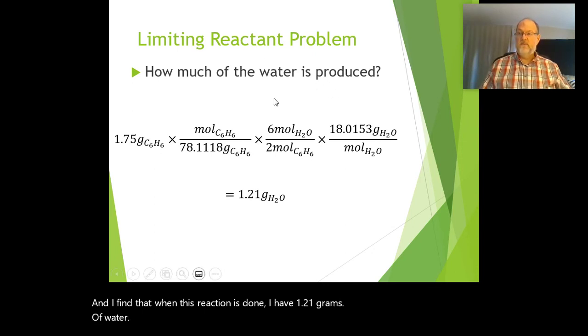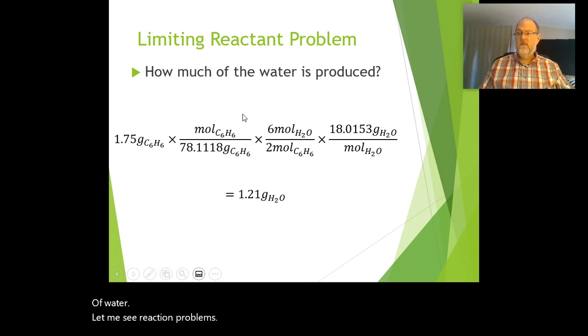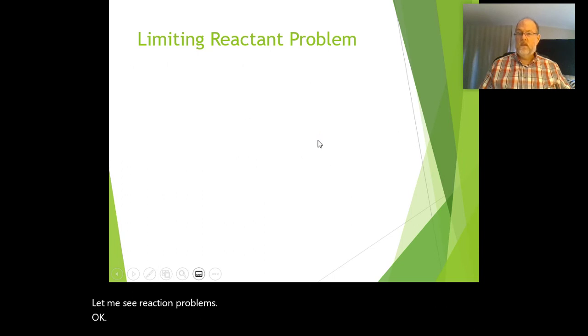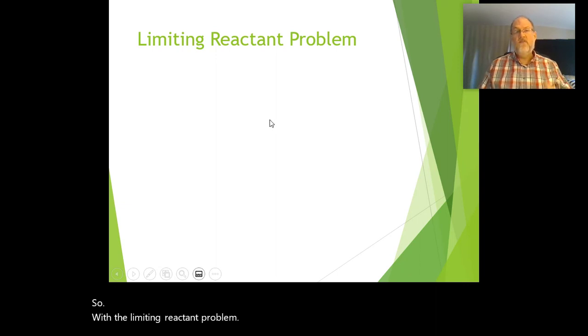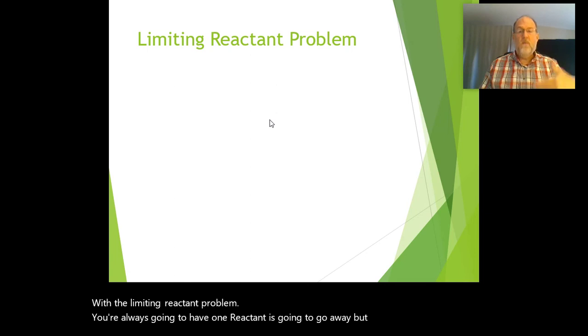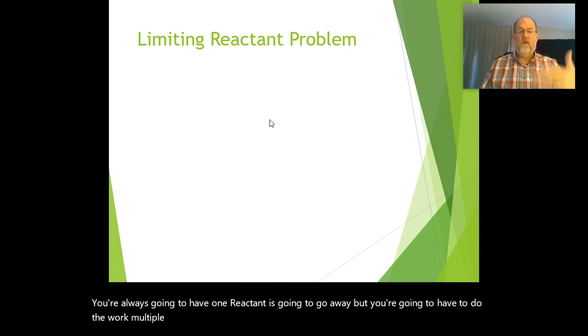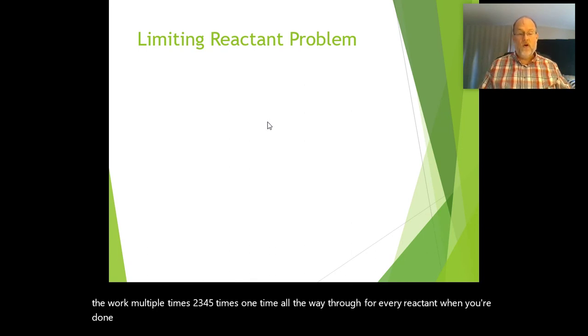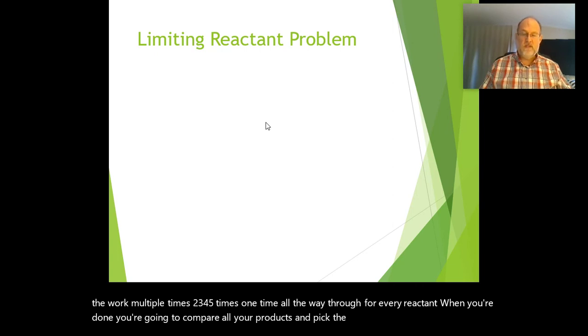Limiting reactant problems. Okay. So, with a limiting reactant problem, you're always going to have one reactant that is going to go away, but you're going to have to do the work multiple times, 2, 3, 4, 5 times, one time all the way through for every reactant. When you're done, you're going to compare all your products and pick the smallest. Don't add them up, pick the smallest.